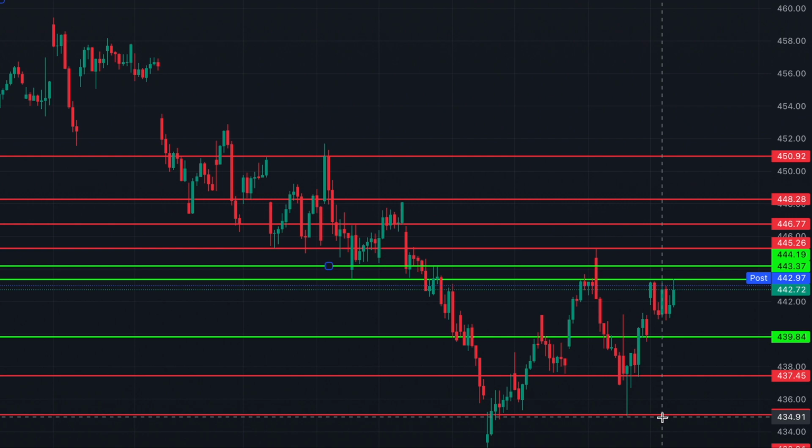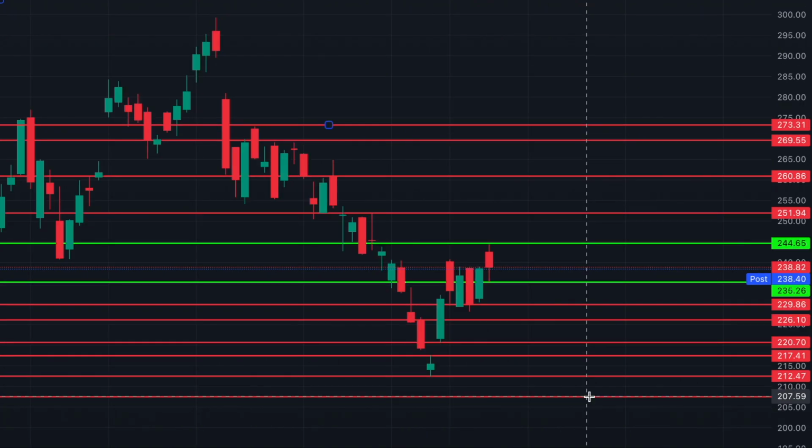That's about it for the SPY for this week. As the week goes on, I'll make update videos updating this trading plan. Let's get into Tesla, Tesla supports and resistance.